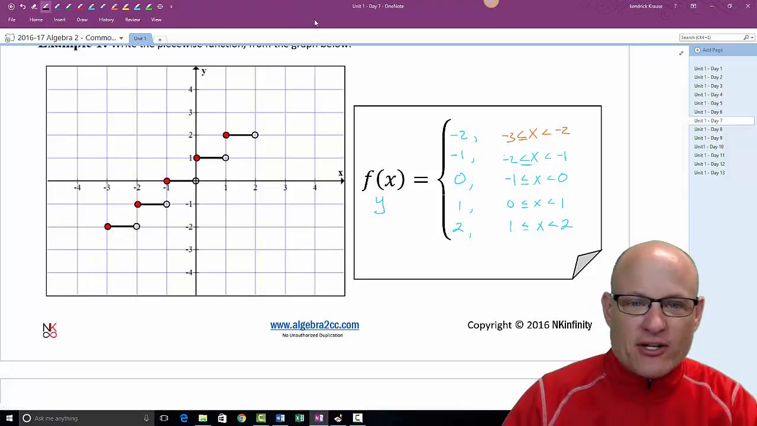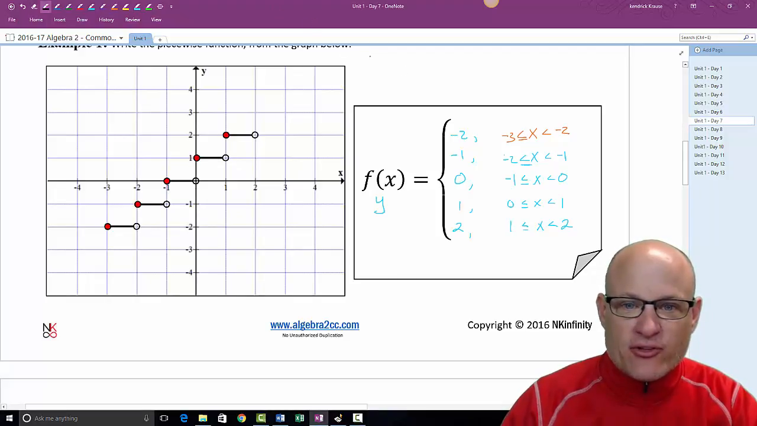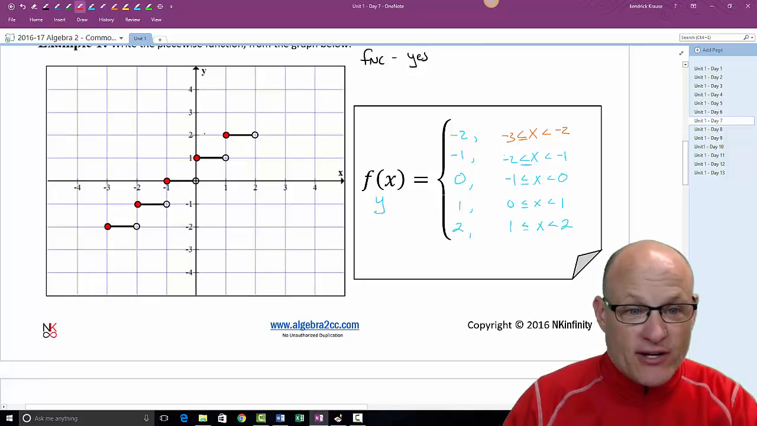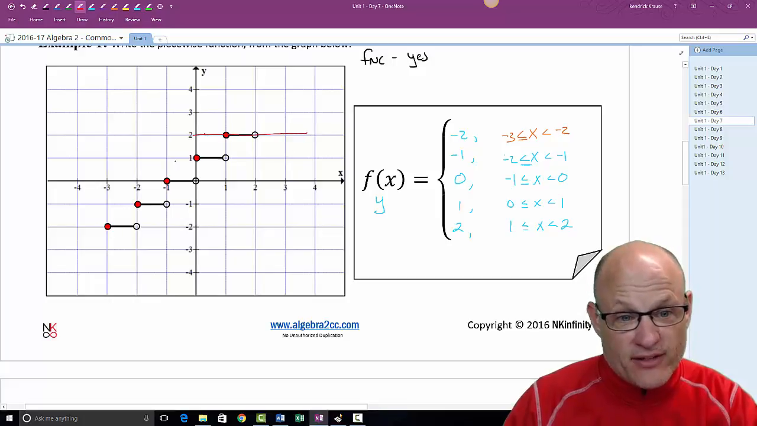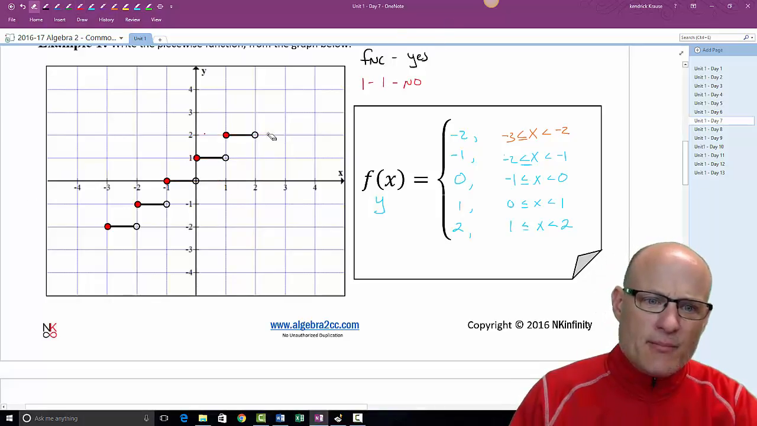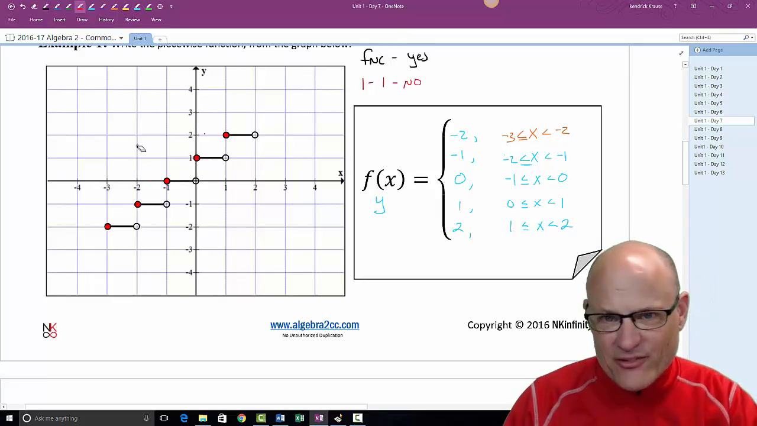So yes, it's a function. If I asked you if it was a function, you'd have to say yes, it's a function. Is it a one-to-one function? Well, does it pass the horizontal line test? Well, no, not at all. See, if I draw a horizontal line in there, I hit an infinite number of points. And they're infinite. So no, it is not a one-to-one function. Therefore, because it's not one-to-one, it does not have an inverse.